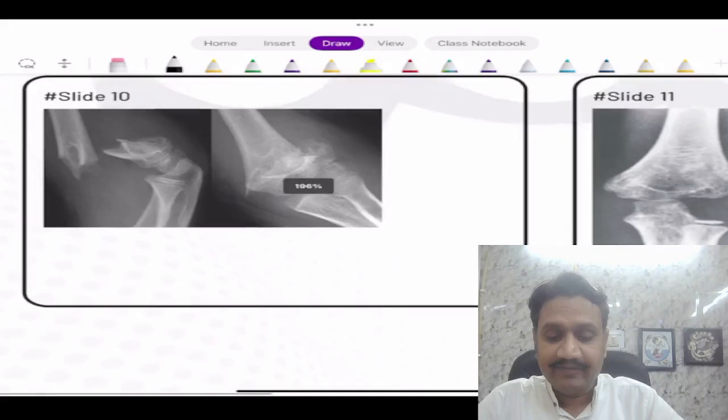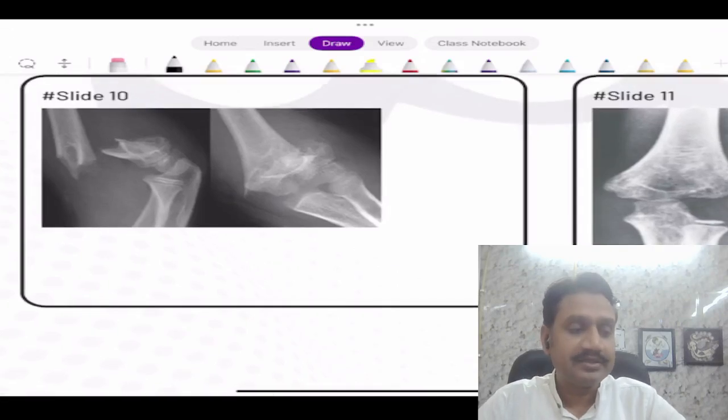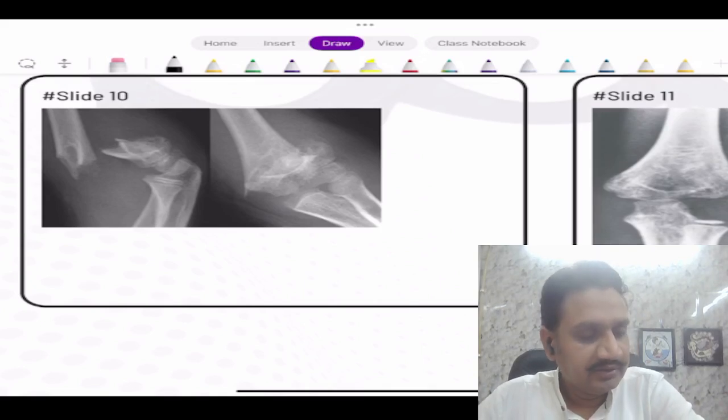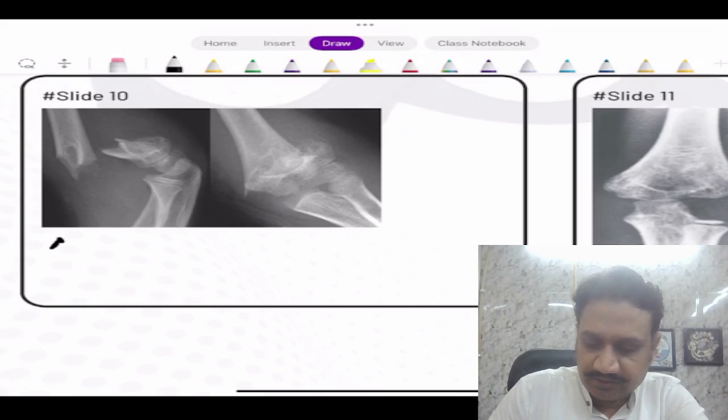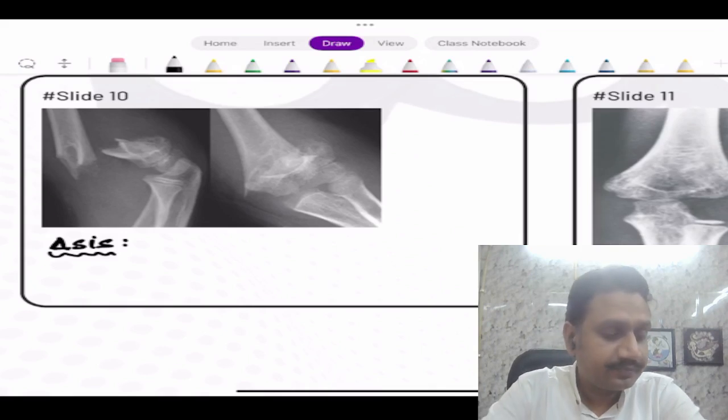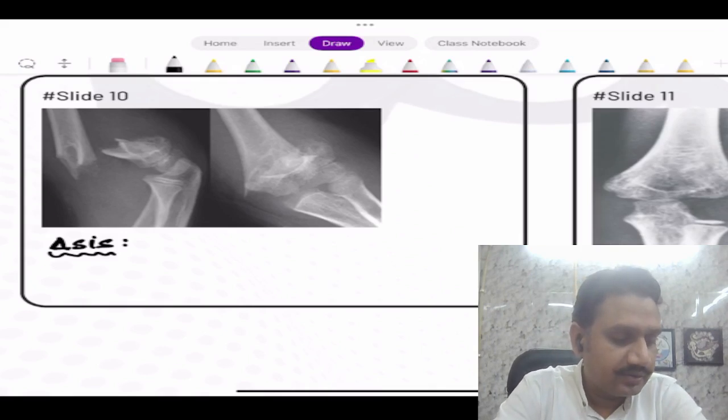Now identify this injury. If you can identify this injury, anyone who can answer this? Okay, Priyanshu was right. Klippel-Feil syndrome. Okay, Shamli. Azhar, what is the diagnosis? If you can make out the diagnosis in this particular X-ray, can you make out the diagnosis here in this particular image? What is the diagnosis here? If you guys can make out.